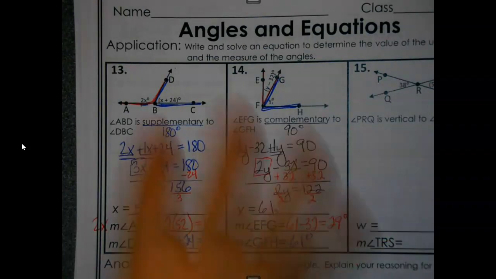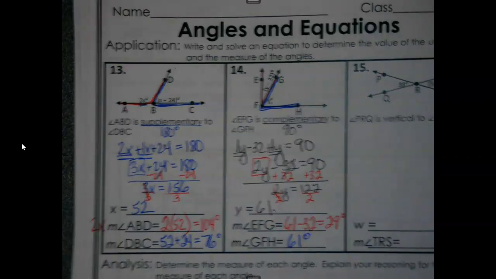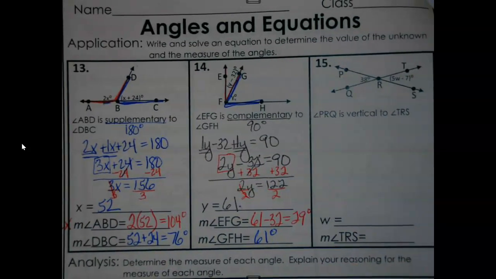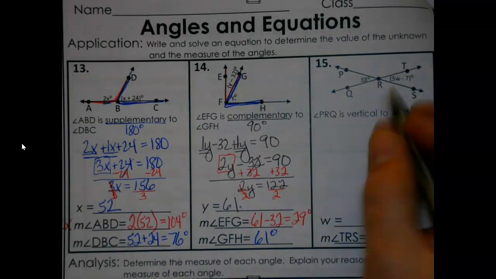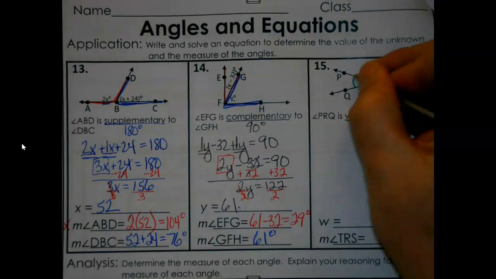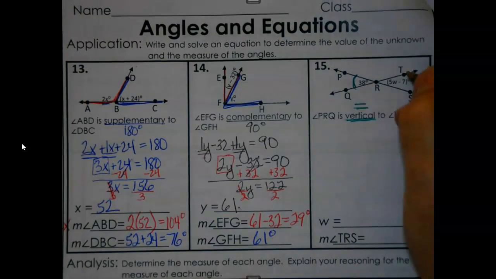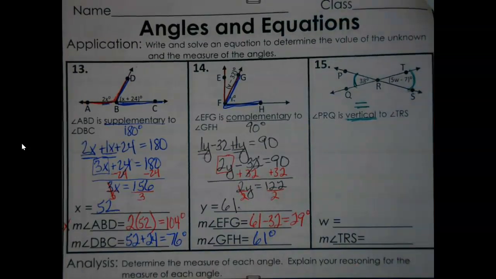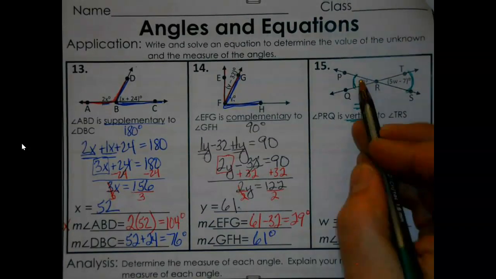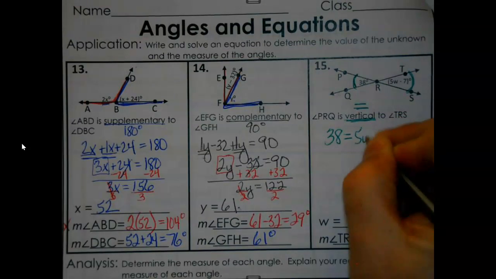This is going to be more of the world that we are playing in for the final than just having the numbers, but there will be a couple with just the numbers too. I took a peek. So one last one in this area. PRQ, this one, is vertical to, is equal to TRS. Set them equal.